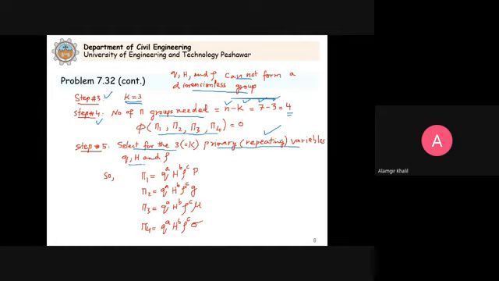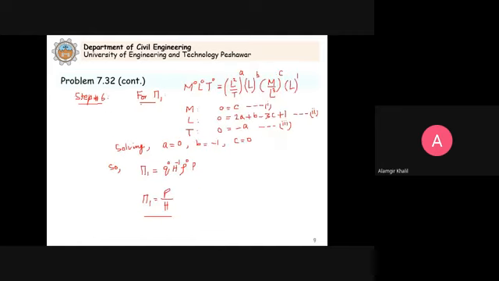So let's say these 3 are selected as repeating variables. You can try different ones and solve the problem, see what you get. That is your learning. So we select pi 1, and these are the repeating variables. You can see they are repeated in all the pi terms alongside one non-repeating variable. So we assign arbitrary exponents to the repeating variables: a, b, c, or x, y, z. So we have to simplify these pi terms now.